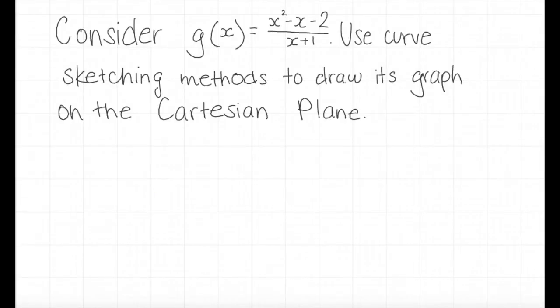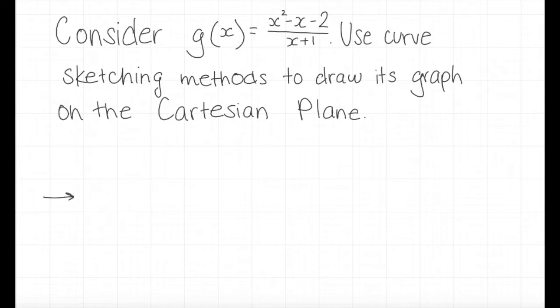Working on the second part to the question given in our first video on curve sketching. Consider g of x equals x squared minus x minus 2 over x plus 1. Use curve sketching methods to draw its graph on the Cartesian plane. We will be using a similar process to that we did with the previous question.